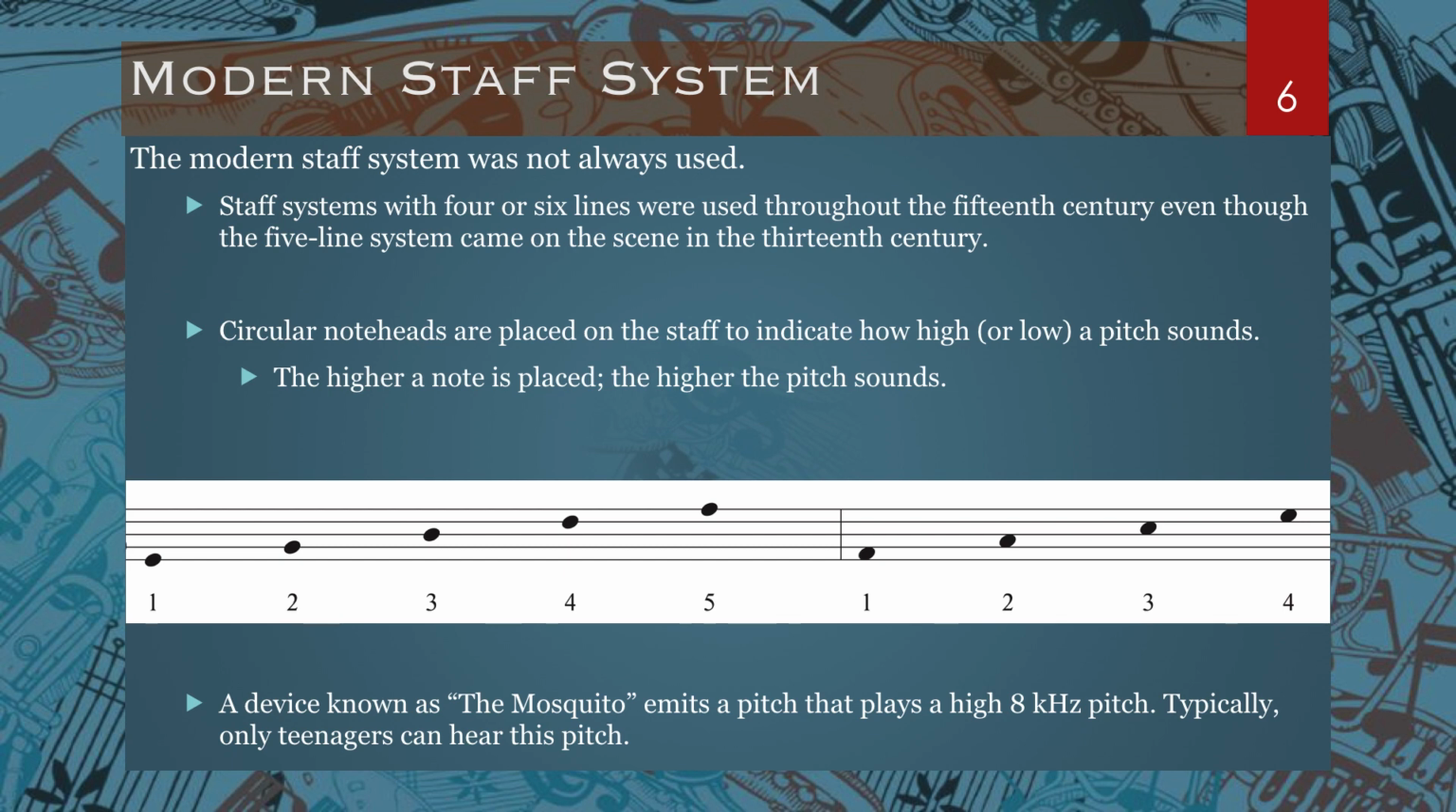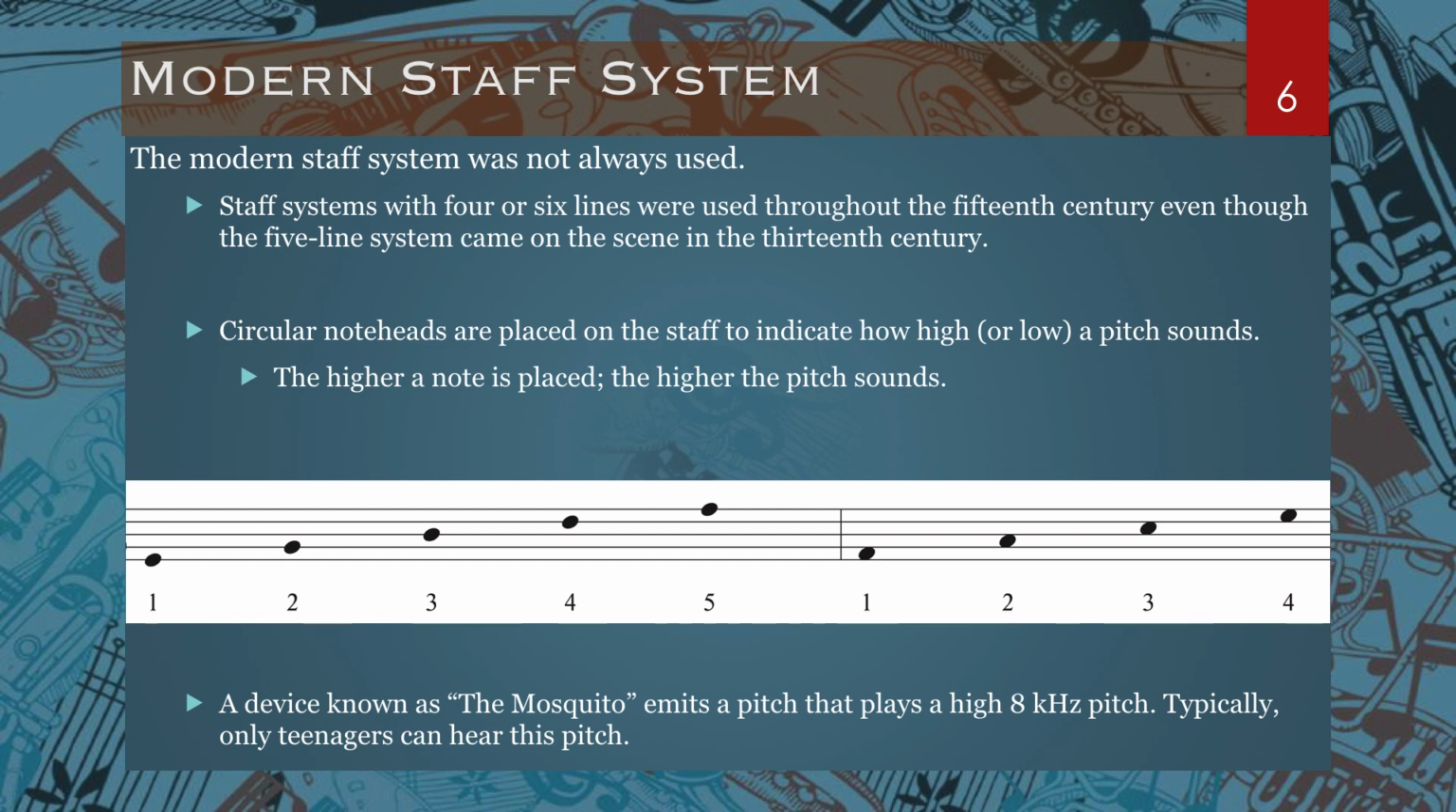Now, in modern music, circular note heads are placed on the staff to indicate how high or low a pitch should sound. So the higher the note is placed, the higher the pitch sounds. So in this example here, we see that line 5 is higher than line 4. So line 5 is going to be a higher pitch than line 4. That's a concept you should understand, because it's important for understanding how to read written music.